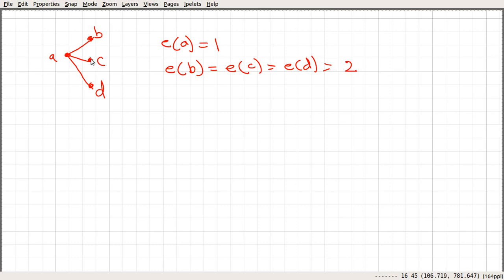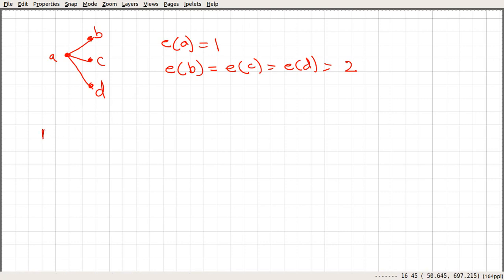Because here you can see that the shortest distance between B and C is 2, B and D is 2. Similarly between C and B is 2, C and D is 2. And D and B is 2, and D and C is 2. So that's how eccentricity of a graph is defined.